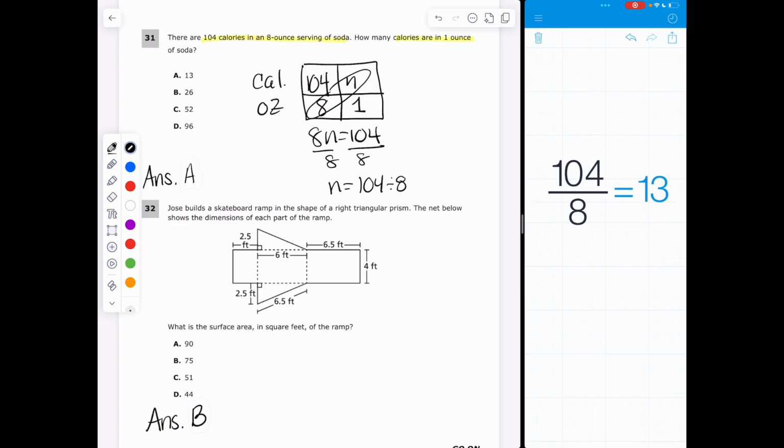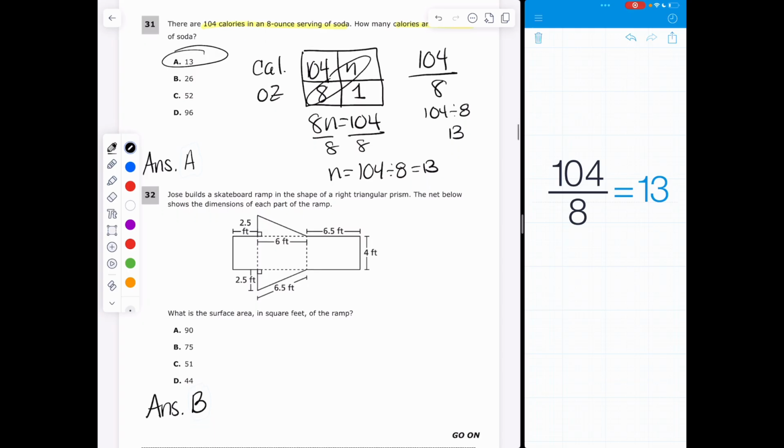Or you can find a unit rate by taking that ratio, 104 calories per 8 ounces, and then just turning this into a division sentence, 104 divided by 8, and you would still get your answer, 13. So both of these can work when finding the unit rate. Jot that down into your notes and use whatever you find most comfortable.